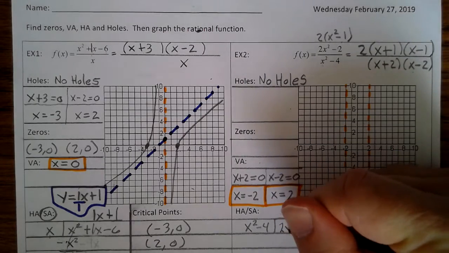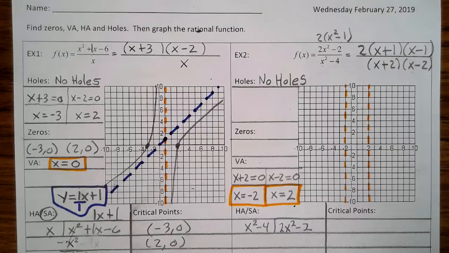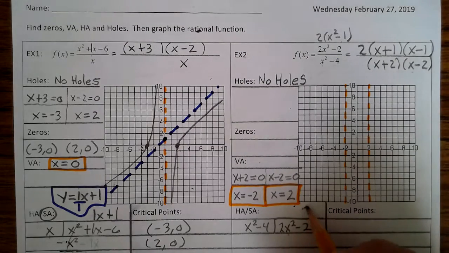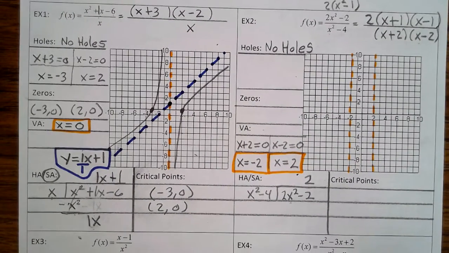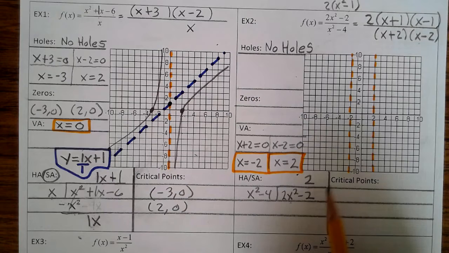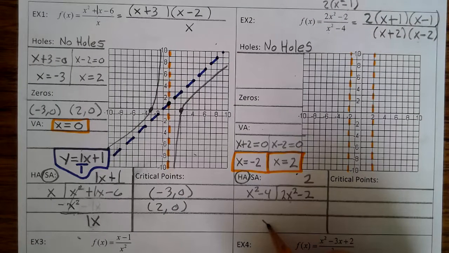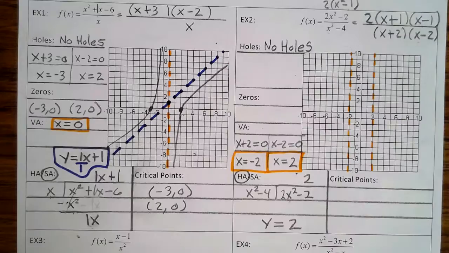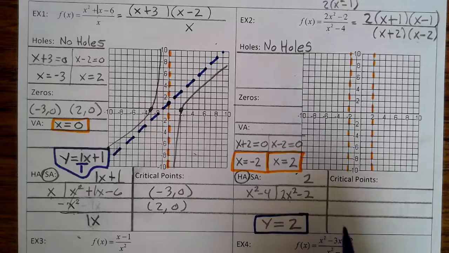Now, the question you ask yourself is, what do you multiply x squared by to give you 2x squared? The answer to that is 2. The quotient is done. There's no x, so it's a horizontal asymptote at y equals 2. So that means you have a horizontal line at 2. Dashed line, I should say.